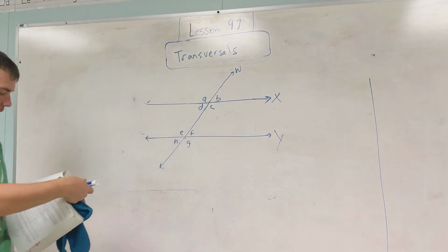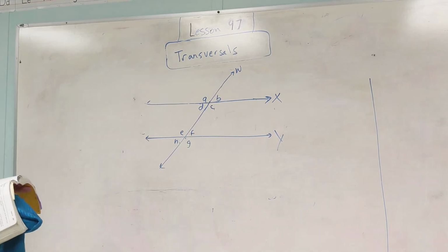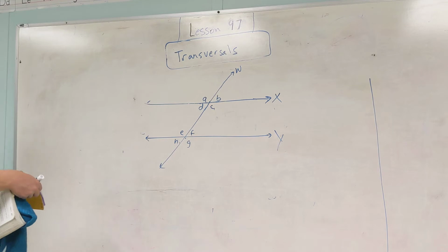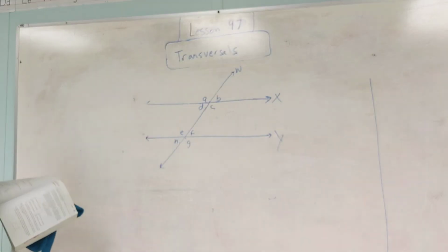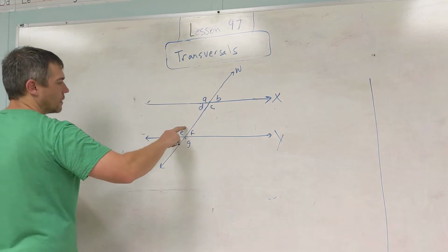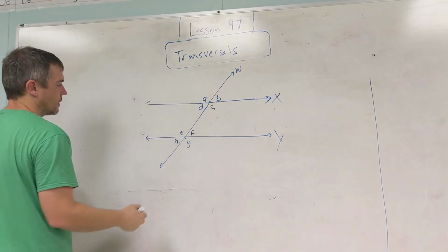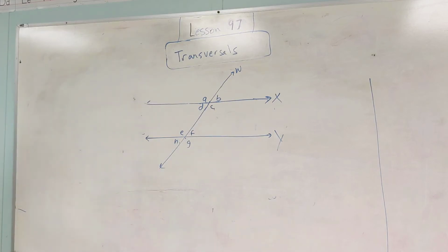Okay. So the first question they're asking is name the pair of corresponding angles. Okay? So remember, corresponding means that they're going to be in the same relative position, across from each other.